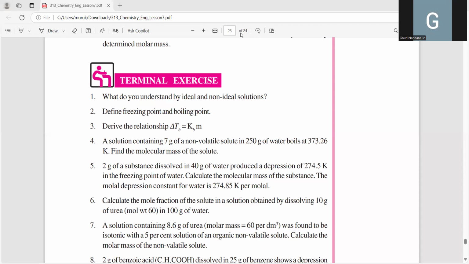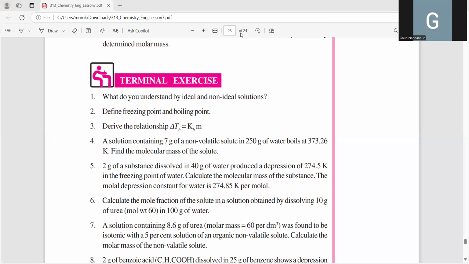Now, next is a derivation. So let's do that. Derive the relationship. Okay, so we need to derive this relationship: delta T is equal to Kb into m. First we need to know about boiling point elevation. And boiling point elevation is delta TB.